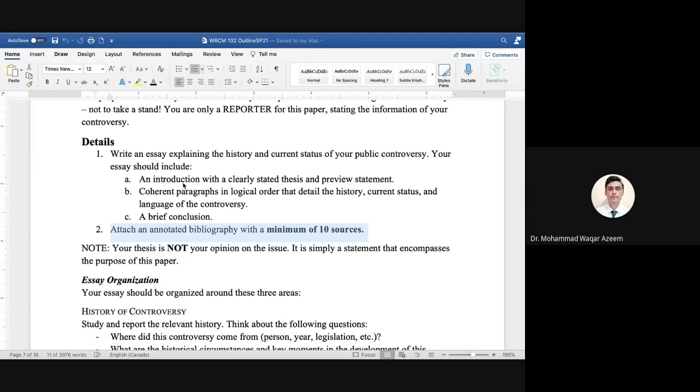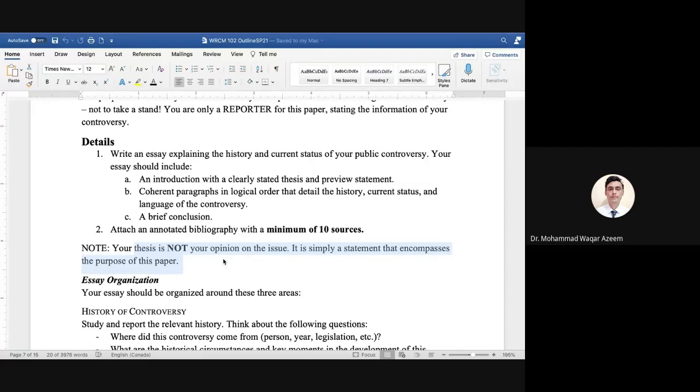All right. So please note this important point. The thesis that you mention in the introduction over here, this thesis is not your opinion on the issue. It is simply a statement that encompasses the purpose of this paper. You want to give a purpose to yourself and to the reader for writing this particular paper. So do not take a stand.